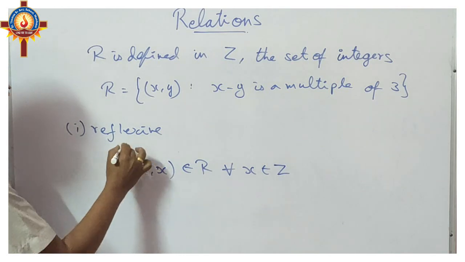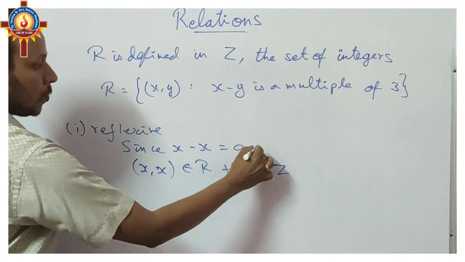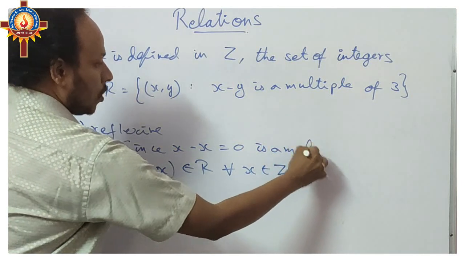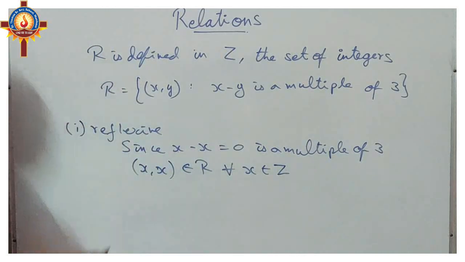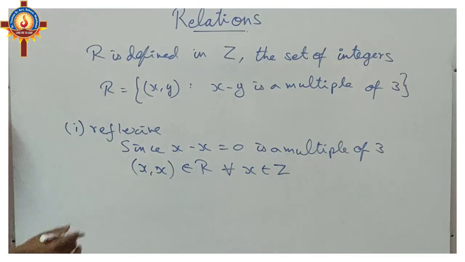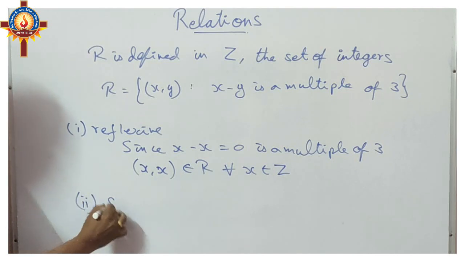We can say since x minus x is equal to 0, a multiple of 3, (x, x) belongs to R for all x belonging to Z. Therefore, R is reflexive. Now the second condition, symmetric.